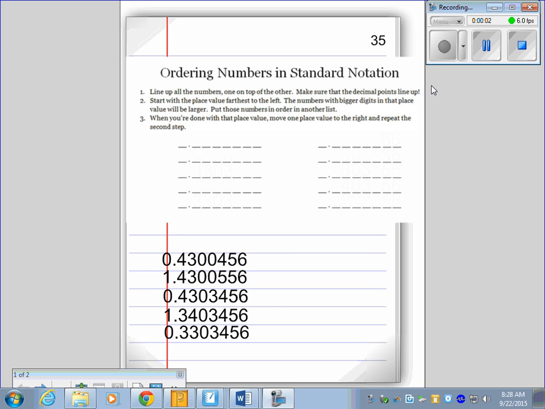This is Unit 2, Lesson 3, Ordering Numbers in Standard Notation. So this should be on page 35 of your interactive notebook. This is going to be very quick.